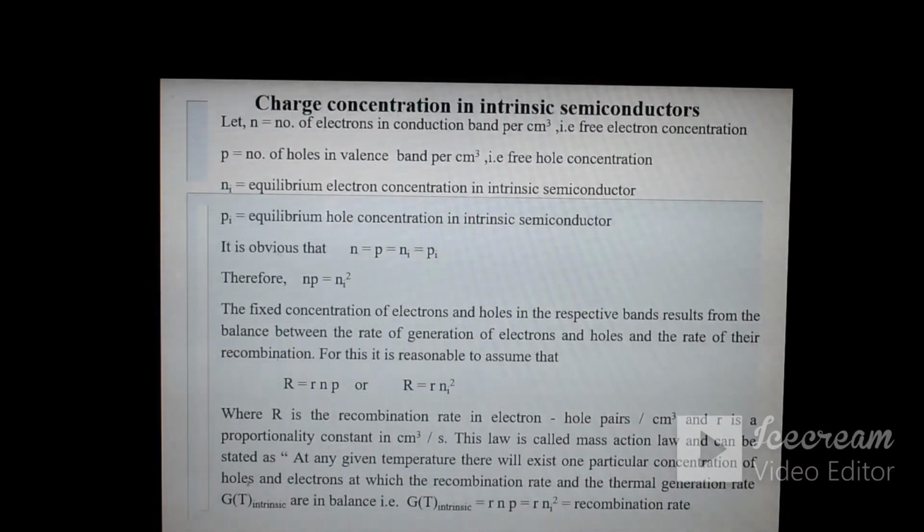This law is called mass action law and can be stated as: at any given temperature, there will exist one particular concentration of holes and electrons at which the recombination rate and the thermal generation rate, that is Gt intrinsic, are in balance. That is, generation rate Gt intrinsic equal to recombination rate equal to r ni square.